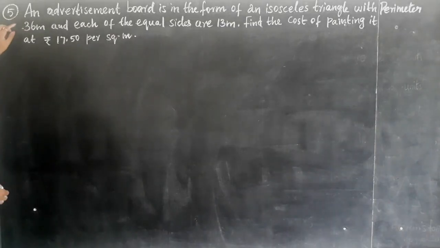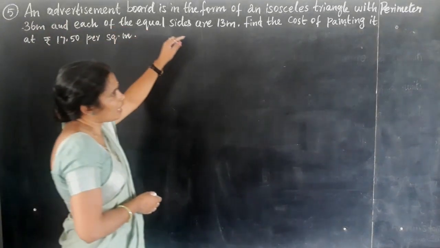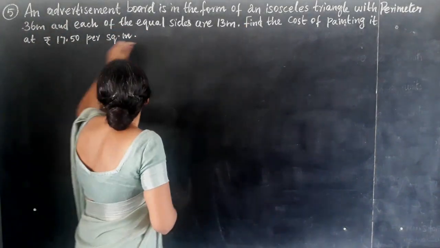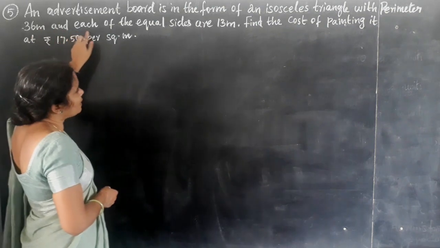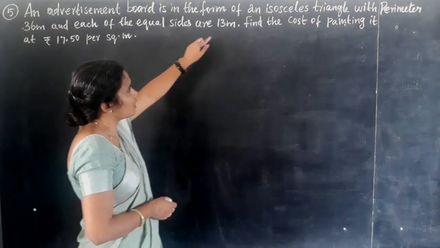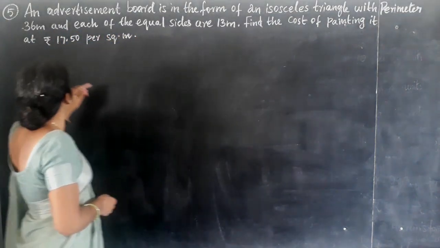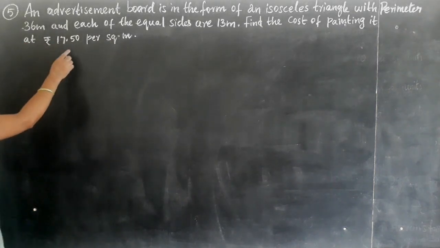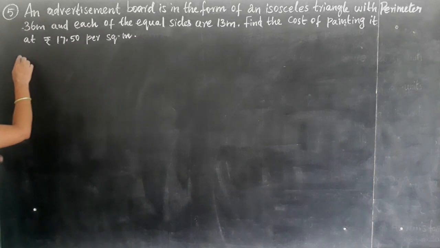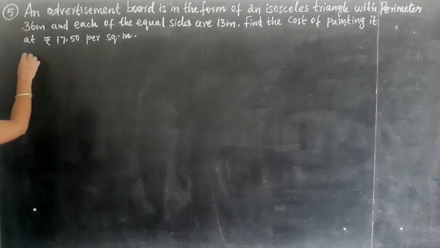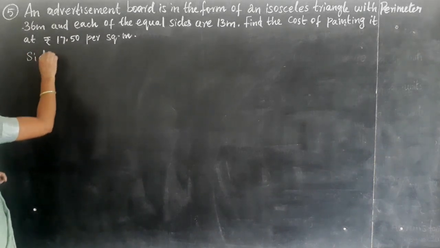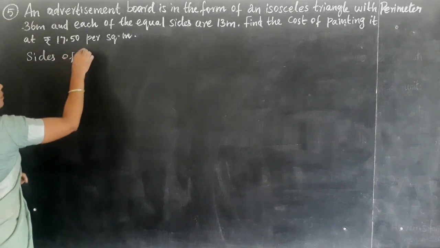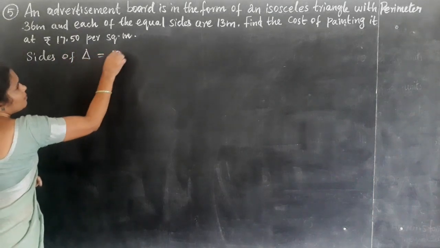Question number 5. An advertisement board is in the form of an isosceles triangle with perimeter 36 meter and each of the equal sides are 13 meter. Find the cost of painting it at rupees 17 rupees 50 paise per square meter. So here the sides of a triangle is 13 meter.